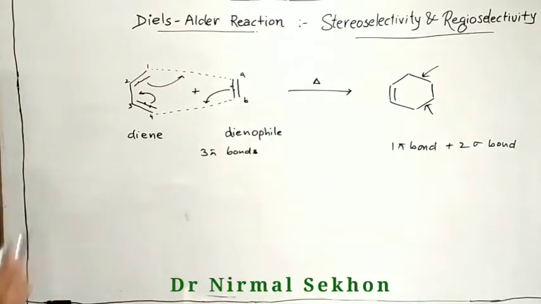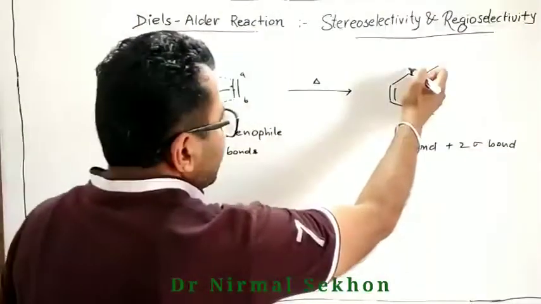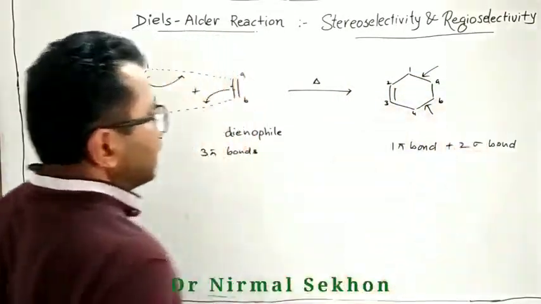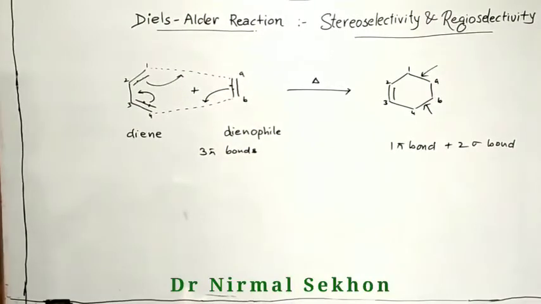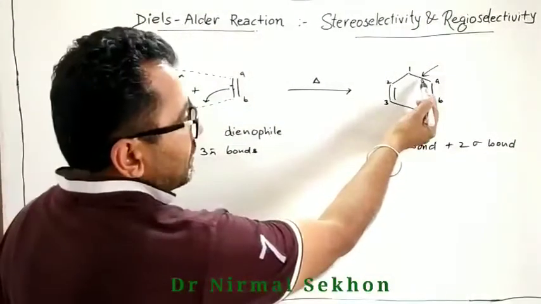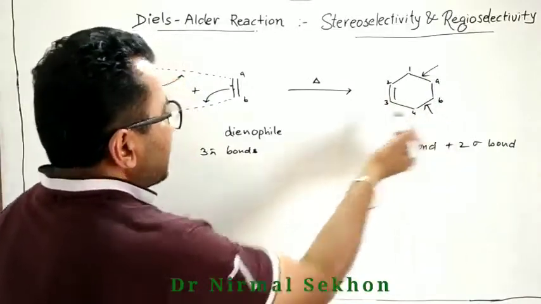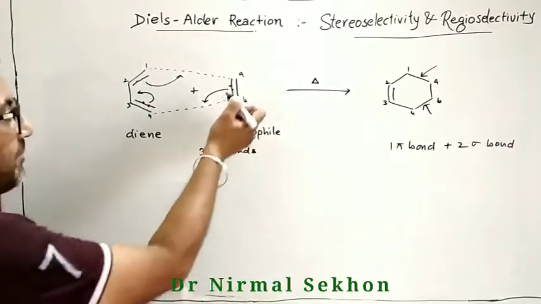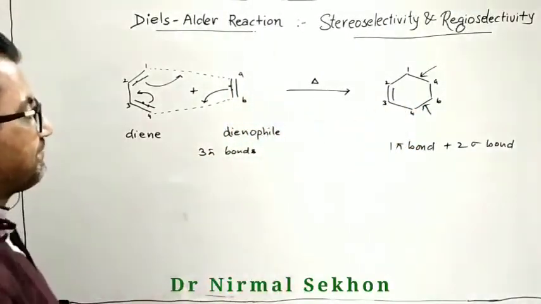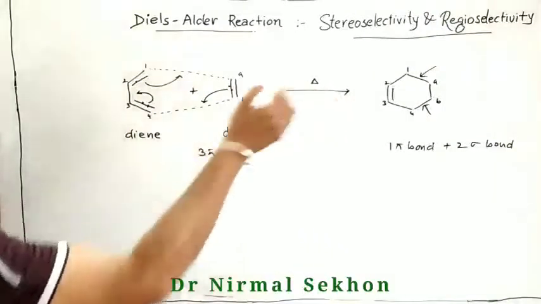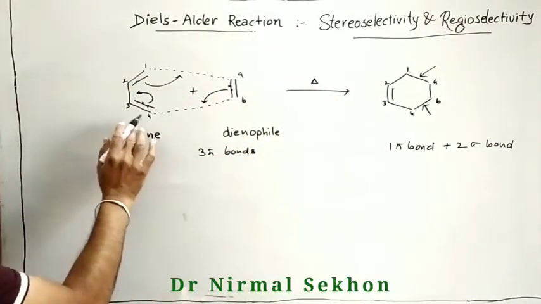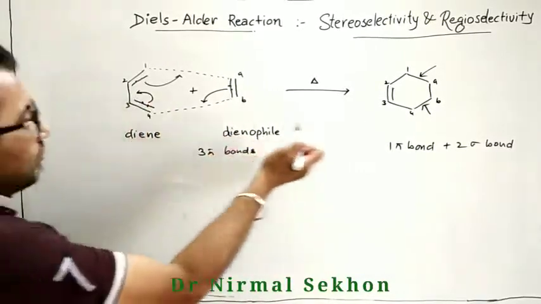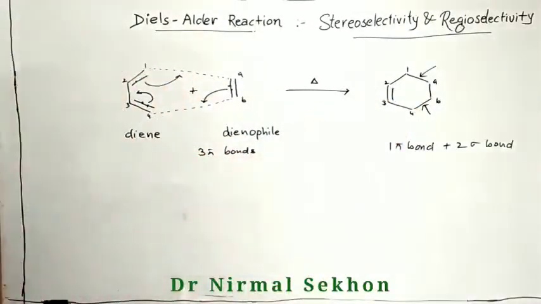Just try to find out here. Here your 1 is this, then 2, 3 and 4. This is your A, this is your B. Now see which two new bonds are formed: between 1 and A, this sigma bond is formed, and between 4 and B, this new sigma bond is formed. Which bond is broken? Between A and B there was a double bond, now it is a single bond. Between 1 and 2 there was a double bond, now it is a single bond. Between 3 and 4 there was a double bond, now it is a single bond. So a new pi bond between 2 and 3 is formed.